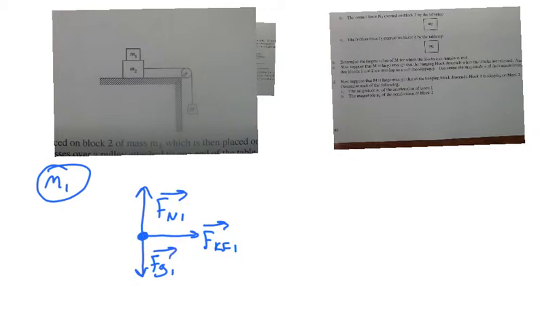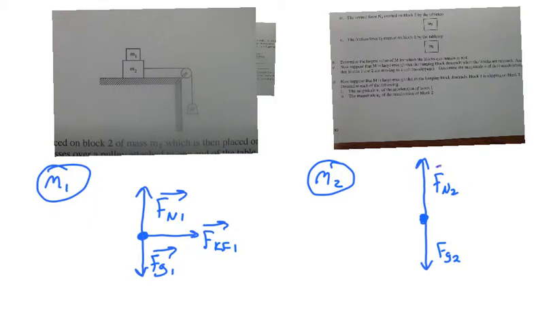Now for mass 2, this one is the tricky one. We've got gravity downward, force of gravity 2. We've got normal force upward, Fn2. We've got a downward force because of mass 1, so that's pushing down, and the amount of force there is Fn1, the same as the upward force that mass 2 is applying to mass 1. We've got a force of tension to the right.